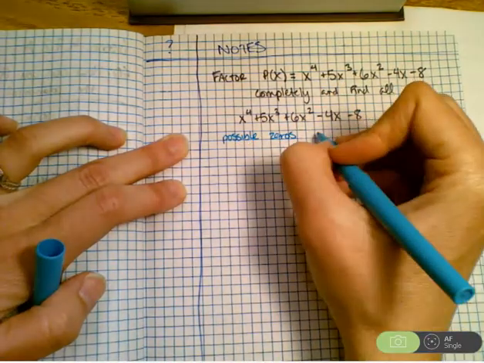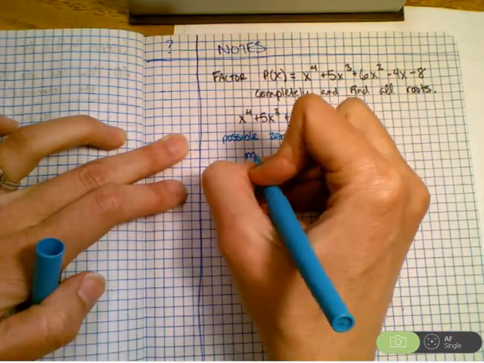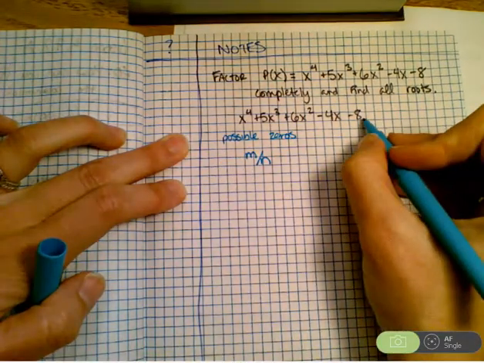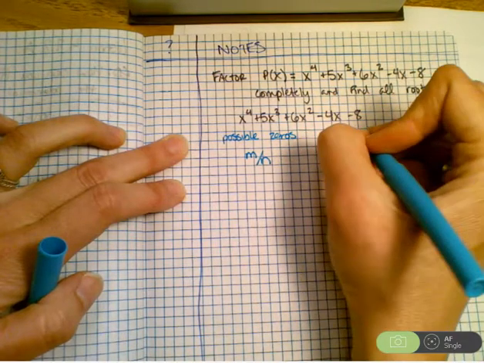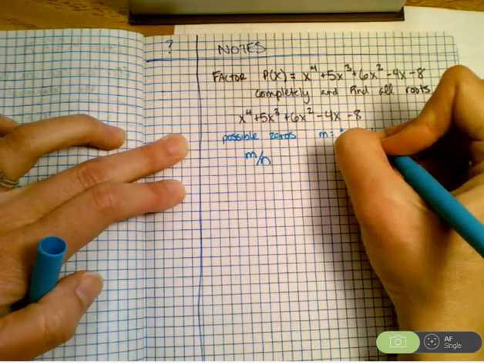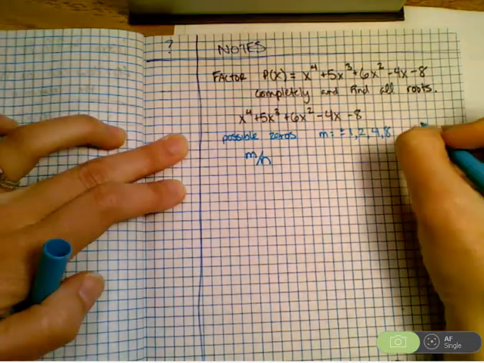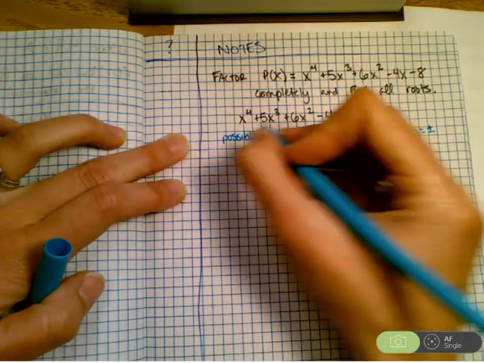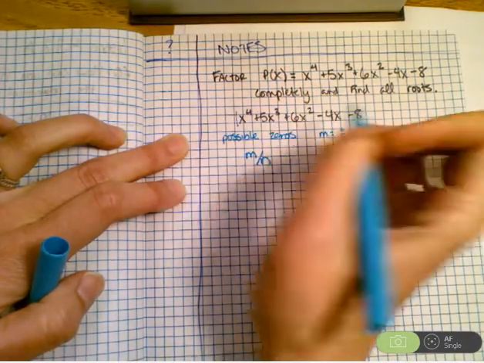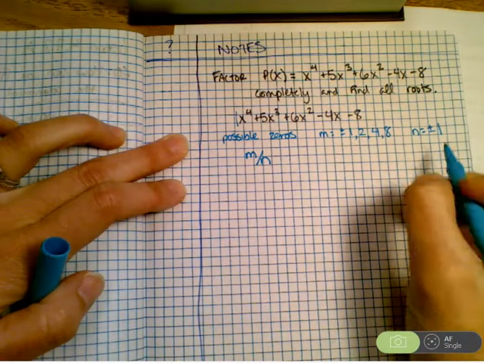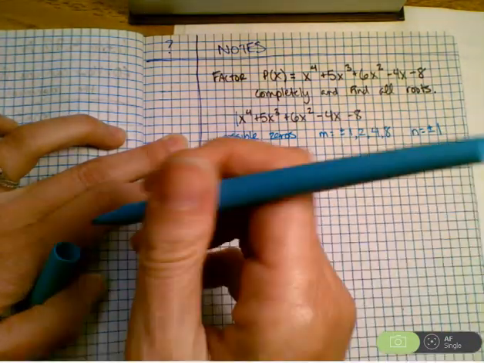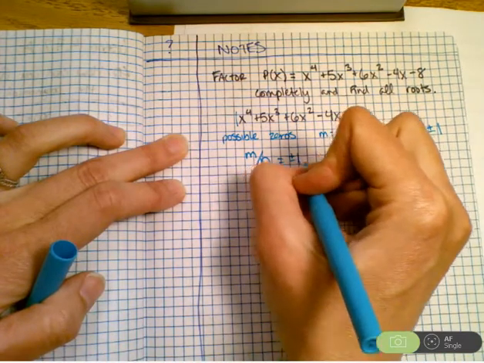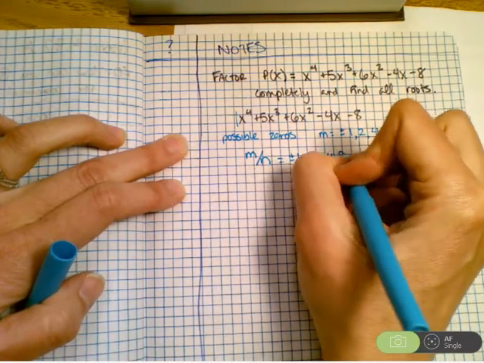Remember, to find my possible zeros, I need to do m over n, where m are all my factors of 8. So m is plus or minus 1, 2, 4, and 8. N is just plus or minus 1. N's all my factors of the first term. So all the factors of that divided by all the factors of that just give me those. So that's plus or minus 1, 2, 4, and 8.